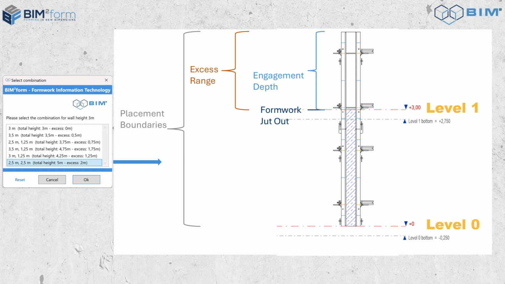For a wall height of 3 meters, this configuration allows BIMterform to calculate formwork with no excess, a total height of 3 meters, or with up to 2 meters of excess, a total height of 5 meters, where the formwork extends beyond the top edge of the wall.